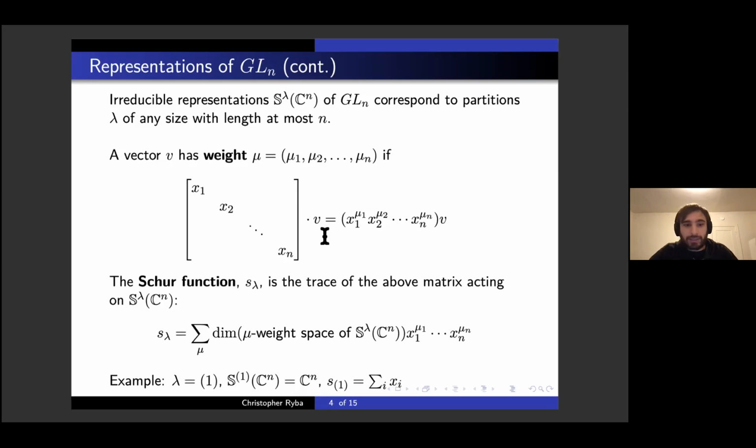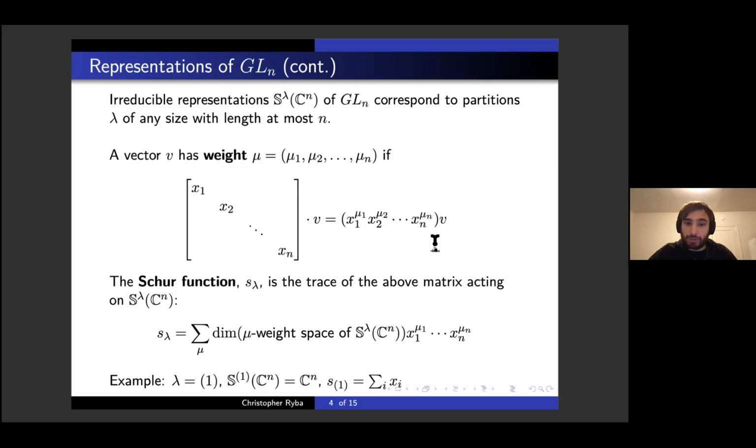So what one can do is one can in fact find a so-called weight basis of this irreducible representation, which is to say a basis consisting of weight vectors. And then the Schur function, which is one of the protagonists of this talk, is simply going to be defined in terms of taking the trace of a diagonal matrix acting on this irreducible representation. So if I have a weight basis, then the action is in fact going to be diagonal. And so all I need to do is to compute the trace of the action, I need to add up the diagonal entries. And so the entries are going to be these monomials in the xi.